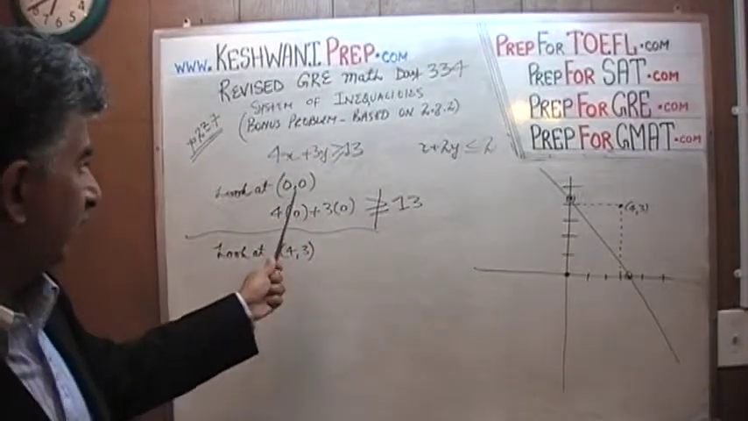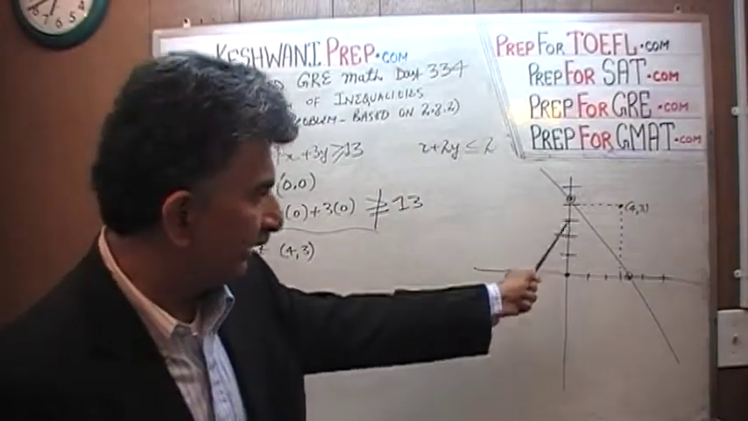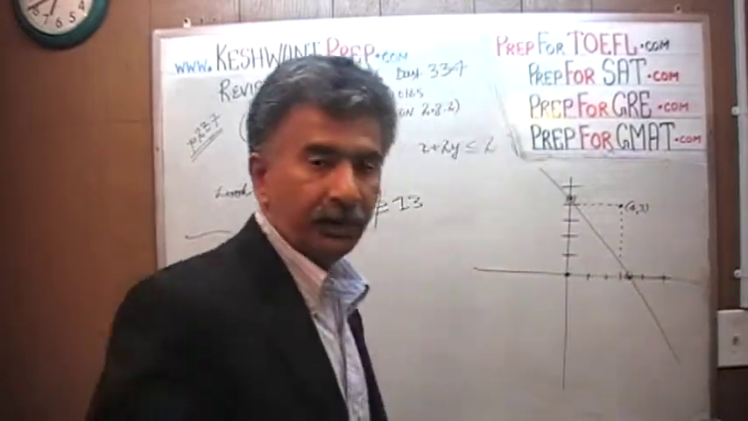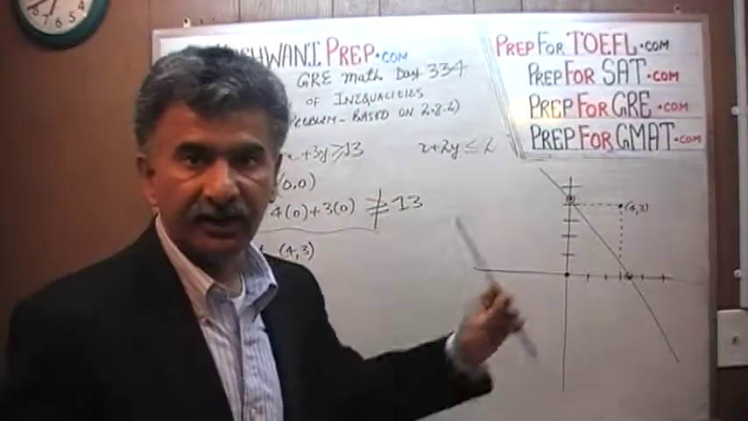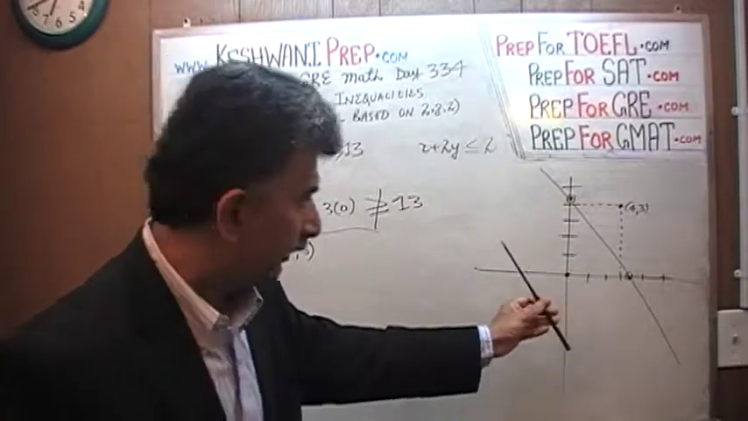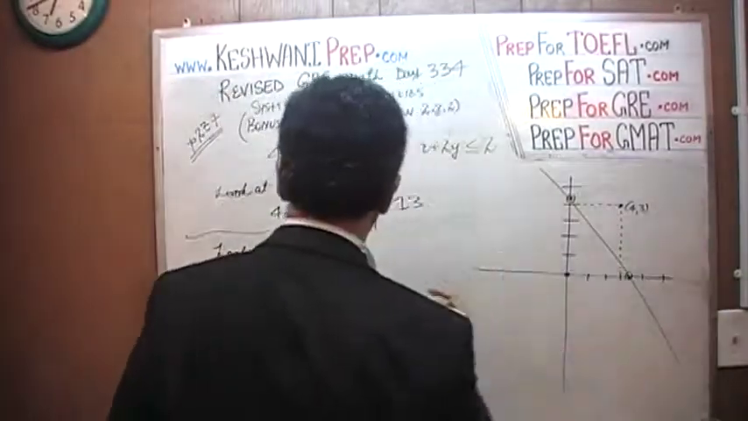Once we realize that 0, 0 does not lie in the solution region, then the solution must be on the other side of the line. It's either this side or that side. If you find one point that does not satisfy the inequality, then it's the other side, obviously. Which is why it's greater than, you see, it's above it.